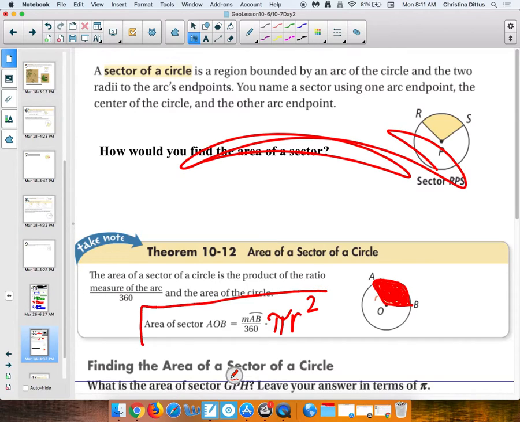Are we going to keep it in pi? Yeah, it says leave your answers in terms of pi.